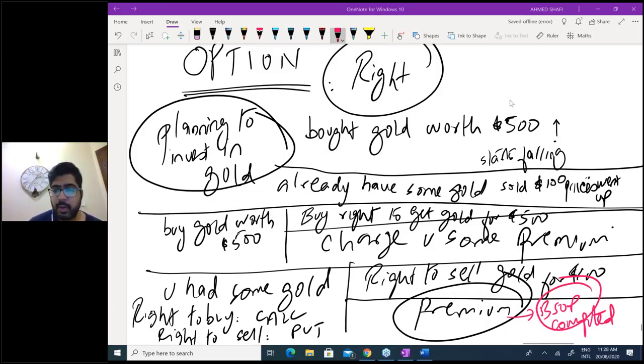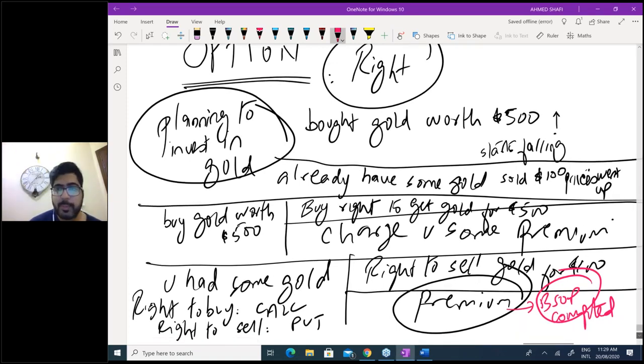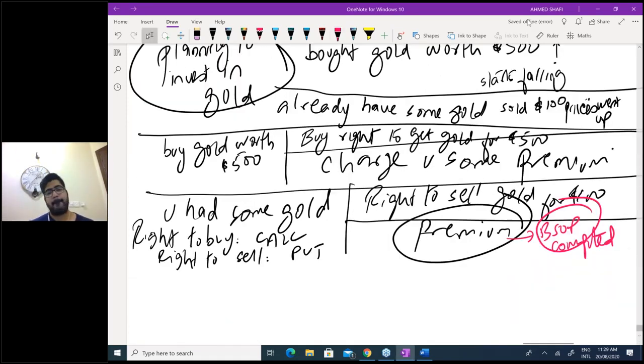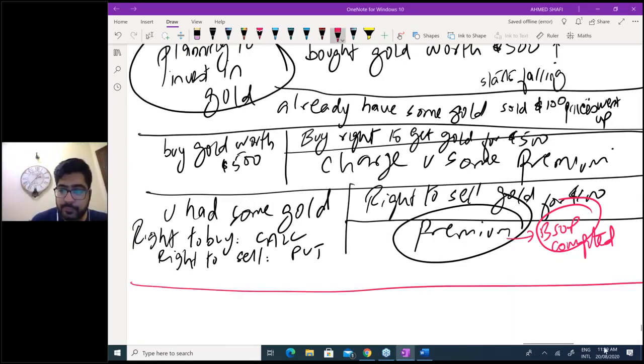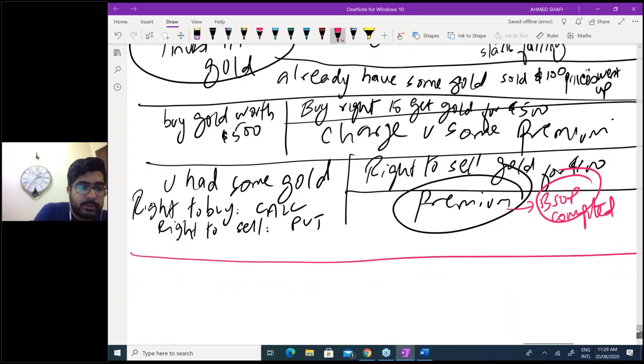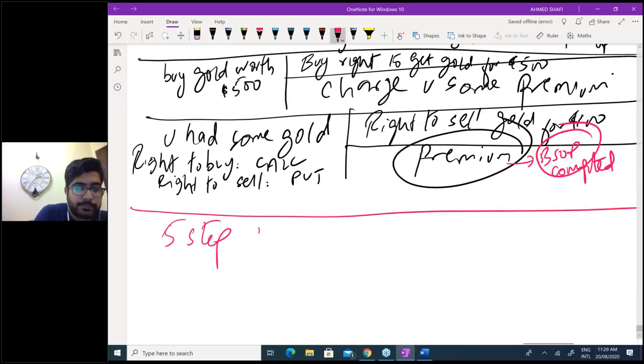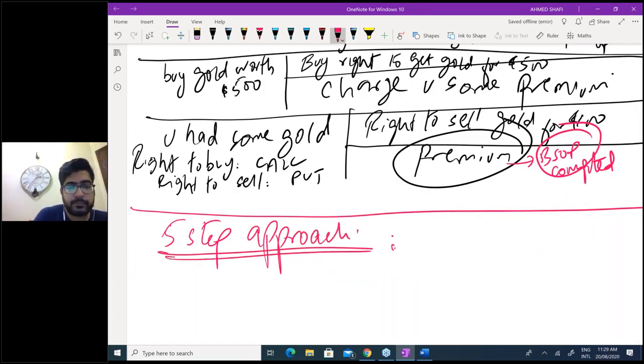So the main purpose of BSOP, Black-Scholes option pricing theory, is to calculate the premium you need to pay to enter into an option. Okay. How does the Black-Scholes model compute the premium? Okay, it's a 5-step approach and it will give you some 8-9 easy marks.